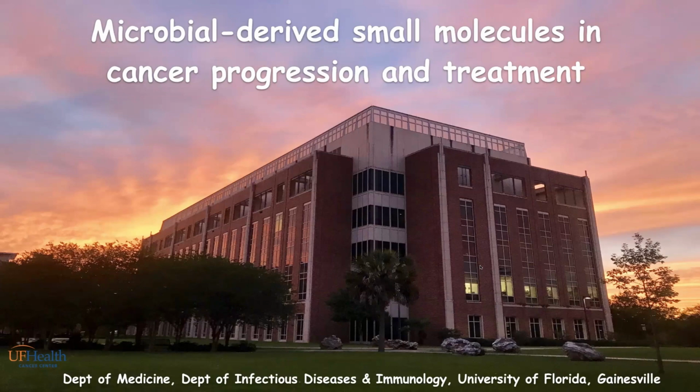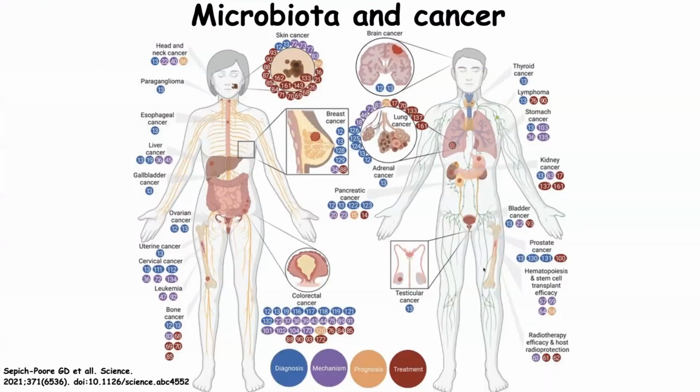I heard that you're interested in microbiome and cancer, so here's a cartoon from a review written by the lab of Rob Knight in San Diego. It basically shows different groups of bacteria associated with cancer. You have the cancer type listed, and numbers that correspond to references within the review, and a color code. The color code refers to whether the paper is diagnostic, mechanistic, prognostic, or therapeutic.